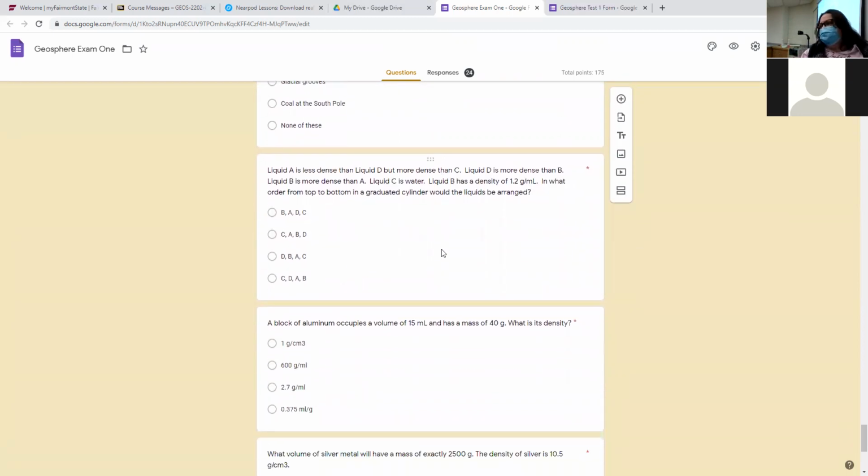And this one was kind of like a riddle. Like if this one is more dense than that one, and I believe we had water on top. Let me see. Yeah, water is on top at C. So it's C, A, B, D.